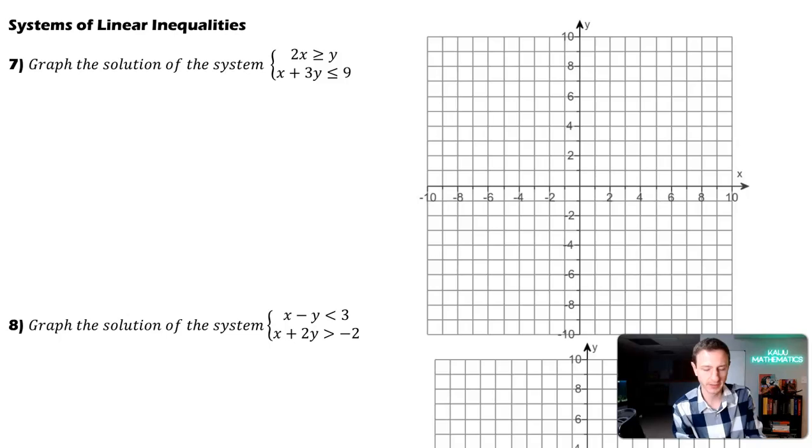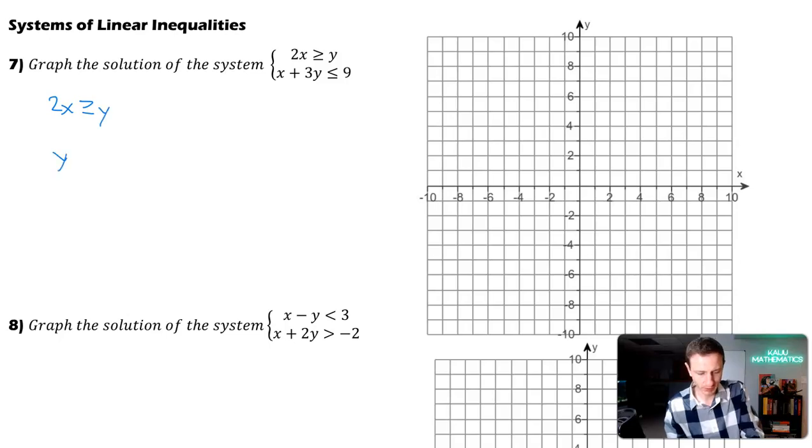If you think back to graphing just linear inequalities, you graph the inequality and look for that solution region. Solving a system, we want the solution region that is going to make both of the inequalities true. So to start off, let's just graph both of these.